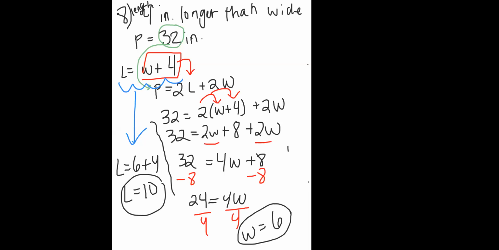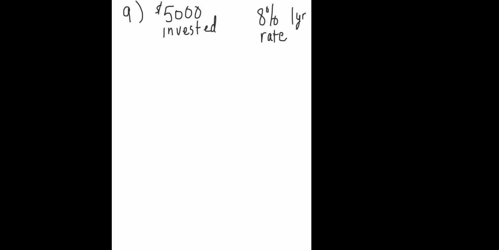Alrighty, let's go on to question 9. So 9 says a retired couple invested $5,000 in bonds at a simple interest rate of 8%. At the end of 1 year, how much interest did they receive on their investment?